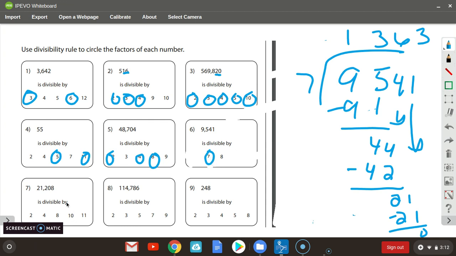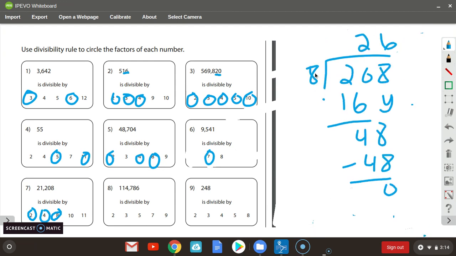Okay, so if we take a look at number 7, we have 21,208. So looking at the last values, it's going to be divisible by 2, divisible by 8. It's not going to be divisible by 10, so that's going to get crossed off. Sorry, not 8, 4. I have to divide it out to see if it's divisible by 8. So let me make some workspace and then we'll check to see if it's divisible by 8. 8 is able to go into 208. So 21,208 is divisible by 8.